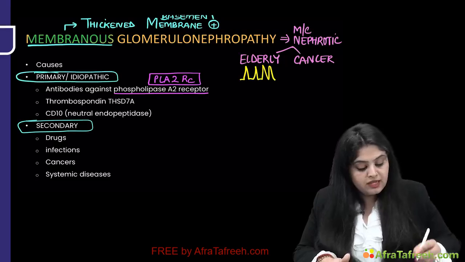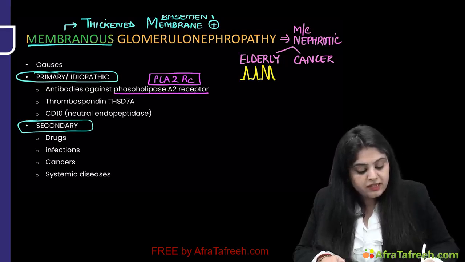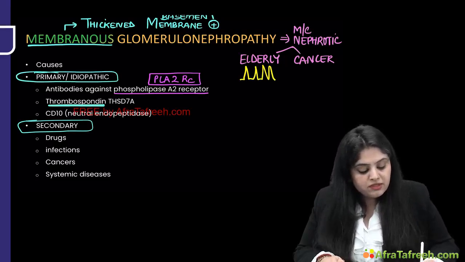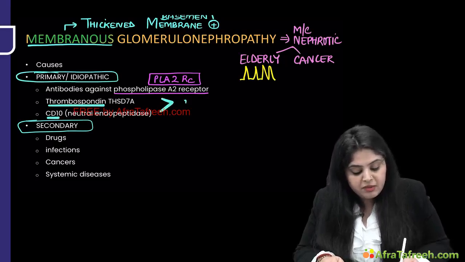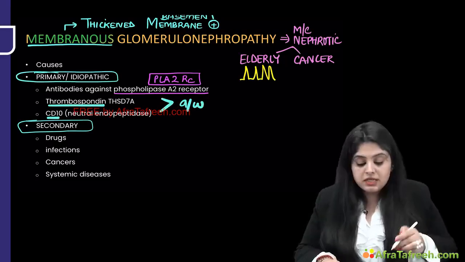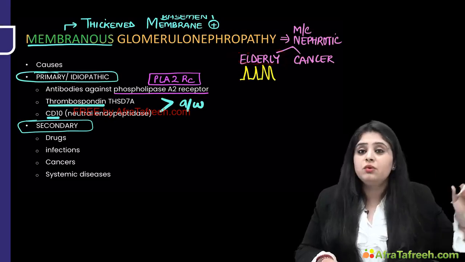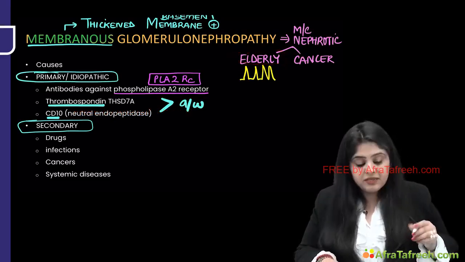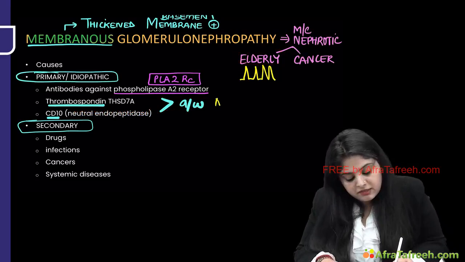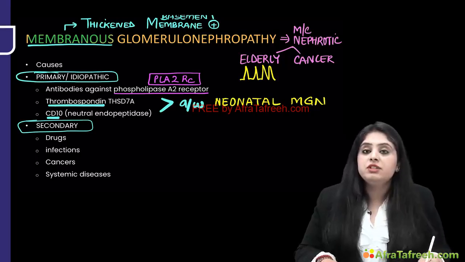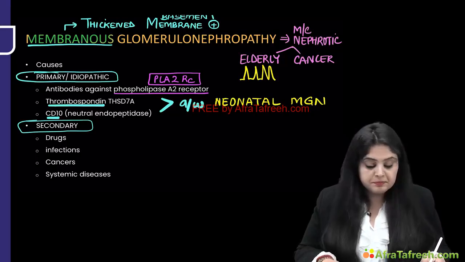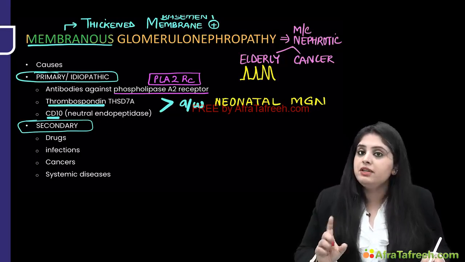What is new and what is the update is antibodies against thrombospondin and antibodies against CD10, and they have been associated with what? Right now I told you this is a disease in the old people, 60 and above. Now I'm saying this is associated with neonatal membranous glomerulonephropathy. Antibodies against thrombospondin and CD10 neutral endopeptidase. These were all antibody primary causes.